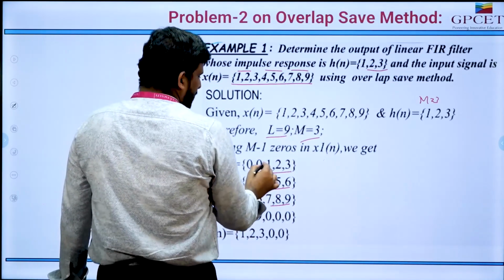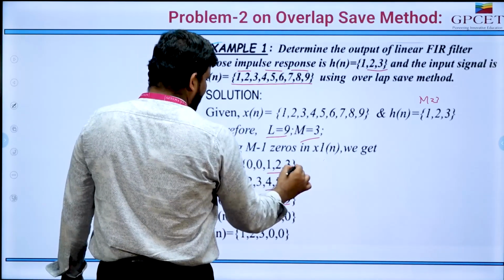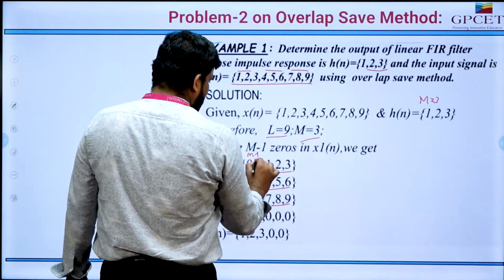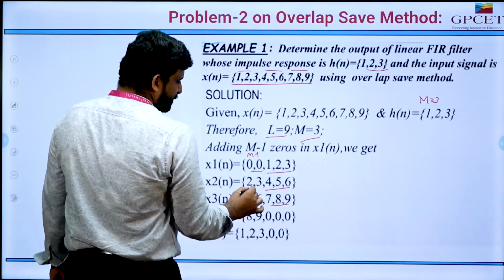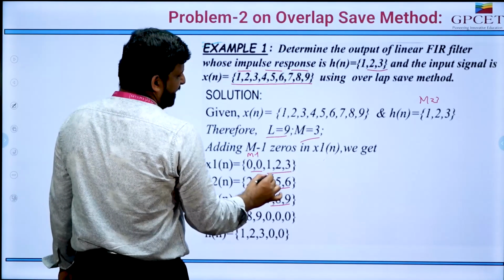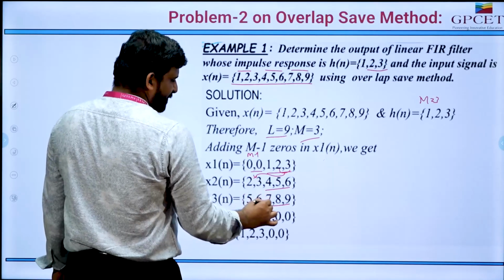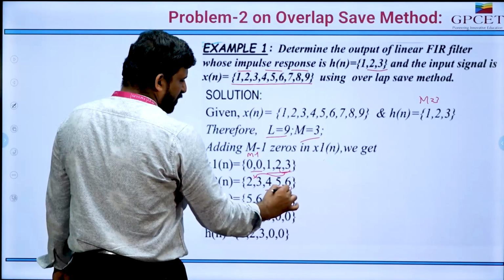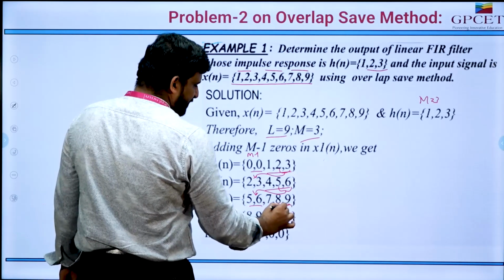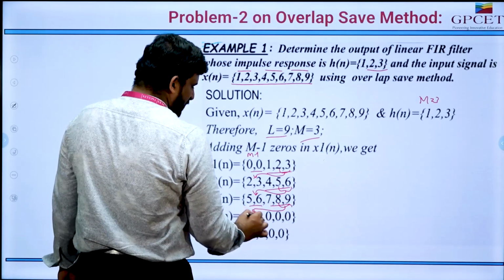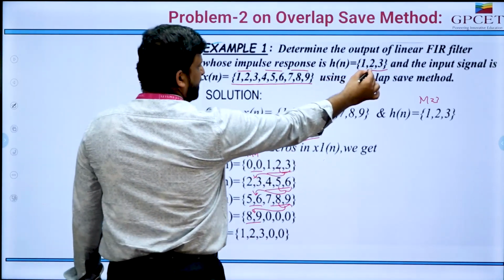In the first subsequence, we need to add m-1 samples. So m-1 means 3 minus 1, 2 zeros are added, and in the second subsequence the m-1 samples are added from x1 of n. These 2 samples are added here, and similarly the last 2 samples of x2 of n are added to x3 of n, and similarly the last 2 samples of x3 of n are added to x4 of n. So I got this one, and finally h of n, we know the value of h of n, that is 1, 2, 3.